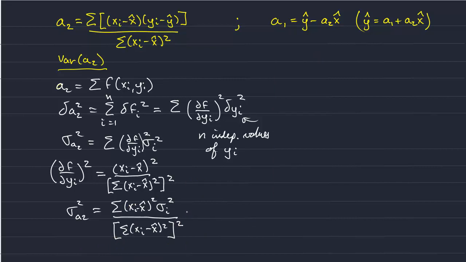And again, if we assume that the variance at each point of y from the linear trend is the same for all points, then we can bring sigma squared on the outside of the sum, and we notice that we can divide out one of the sum of squared deviations from the numerator and the denominator.